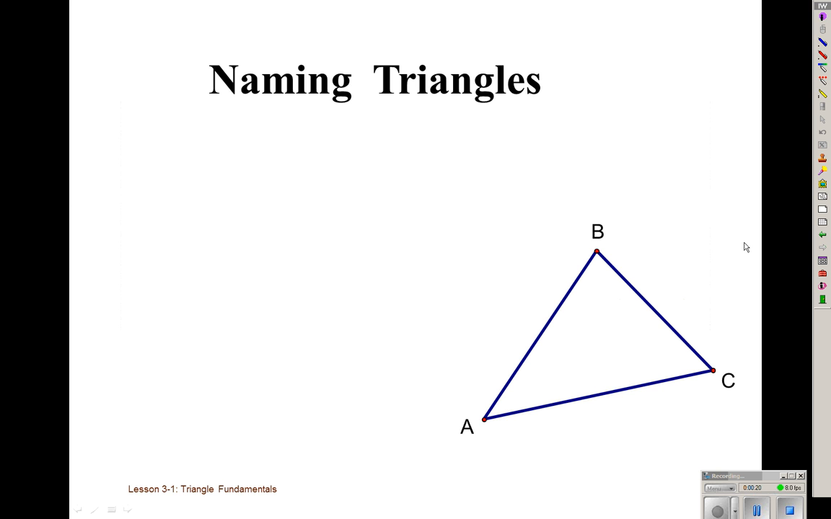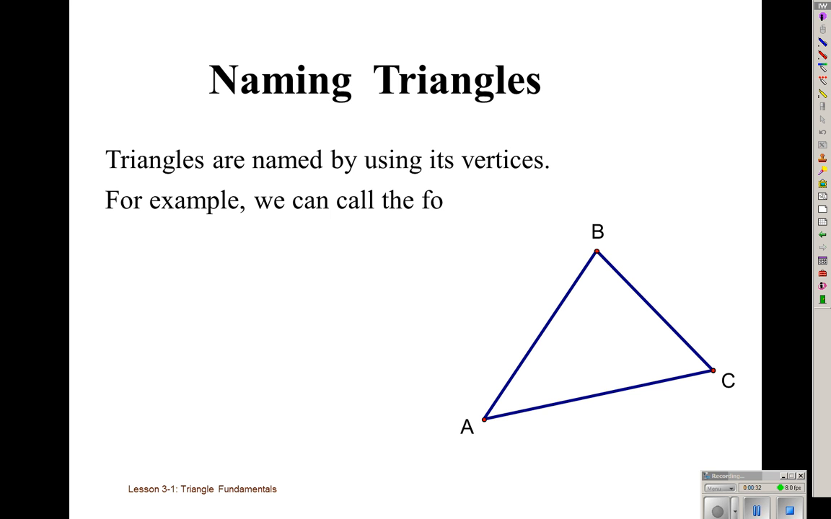So to name a triangle, triangles are named by using its vertices. Every triangle can be named in 6 different ways. You use the triangle symbol, followed by the 3 vertices. So the most basic way to do this one, you could go alphabetical and call it triangle ABC. The triangle symbol, and then the 3 points, always capital letters.